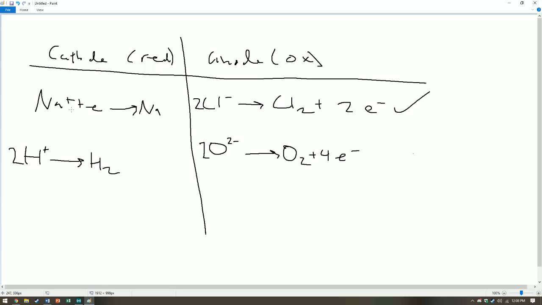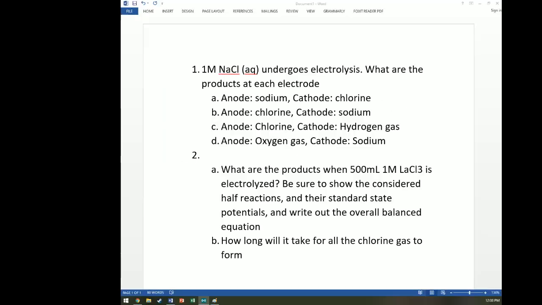Now at the cathode, we want sort of the opposite of that. A good oxidizing agent will have a high electronegativity and a high ionization energy. So we're using electronegativity here. And of both sodium and hydrogen, it's clear that hydrogen has the higher electronegativity than sodium. So therefore, this is what gets produced at the cathode. So the answer would be C.